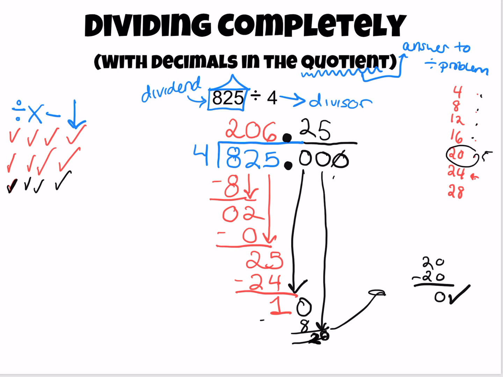Yeah, we added this extra 0 in our dividend, but we don't need it. So our final answer for 825 divided by 4 is a quotient of 206.25, or 206 and 25 hundredths.